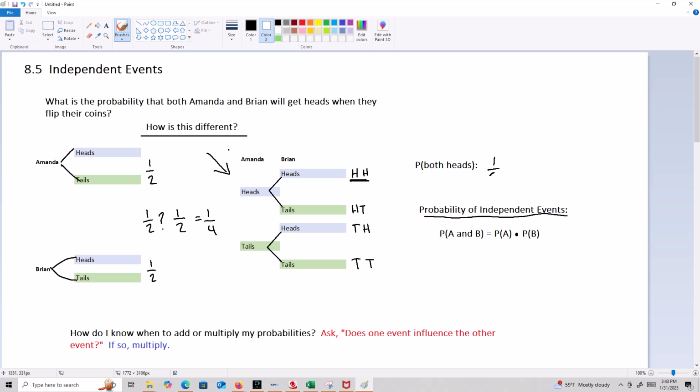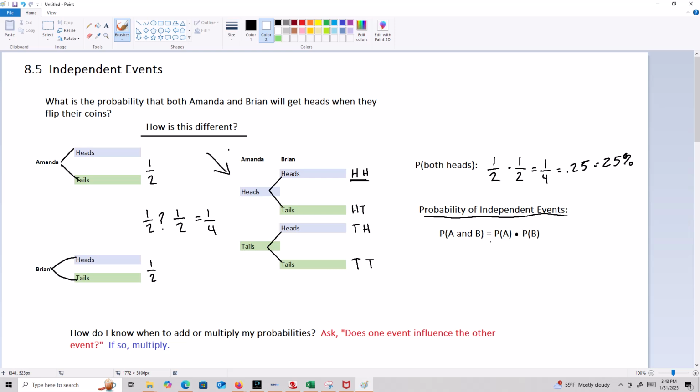So the probability that Amanda would get heads is 1/2 times the probability that Brian will get heads, 1/2, and that will get you a 1/4 or 0.25 or 25% chance that they will both land on heads.